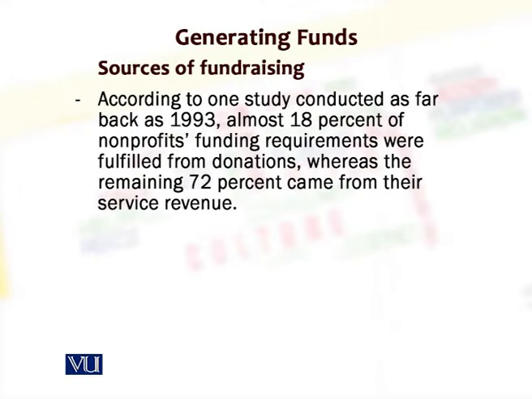Just to give you one example from the published US data, 18% of total requirements of nonprofit organizations back in 1993 came from donations, and the remaining 72% was generated by their own sales. Now, this is a very impressive and astonishing figure, that the nonprofits in the United States do not really depend to a great extent on donations. Rather, they generate their own funds. And that is why we say there is nothing wrong with generation of own funds, because the organizations have less dependence on donations.